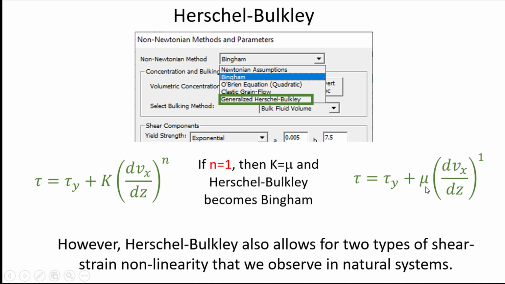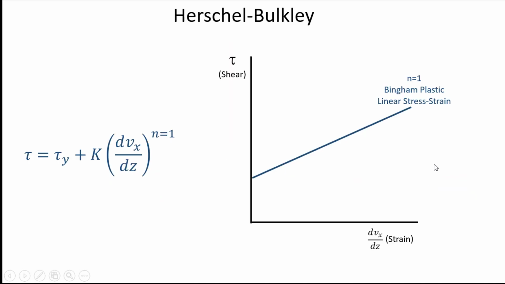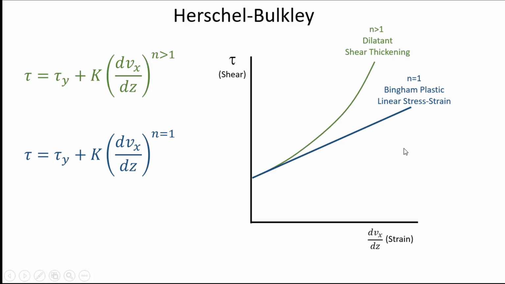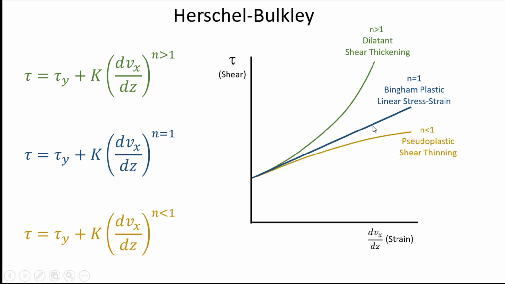The K becomes the viscosity. But what it does is allow you to do both kinds of nonlinearity. If n is greater than 1, you get this dilatant shear thickening. And if n is less than 1, you get this pseudoplastic or shear thinning.